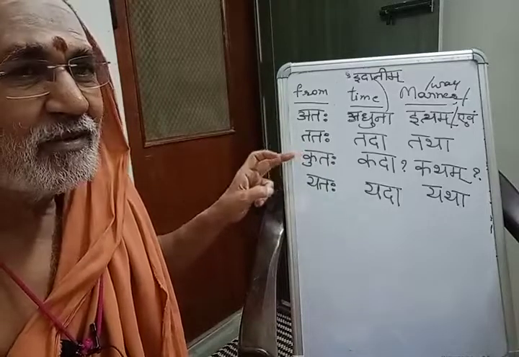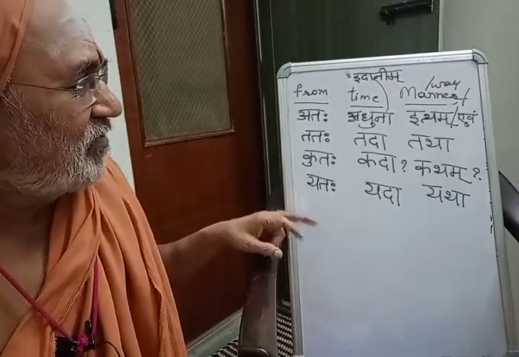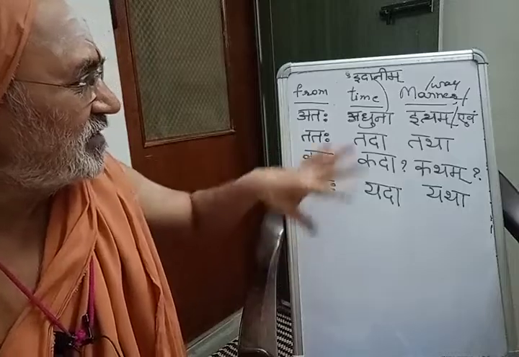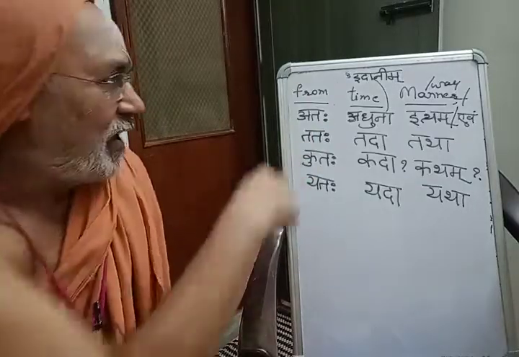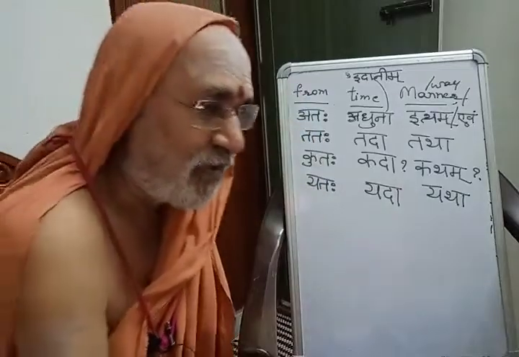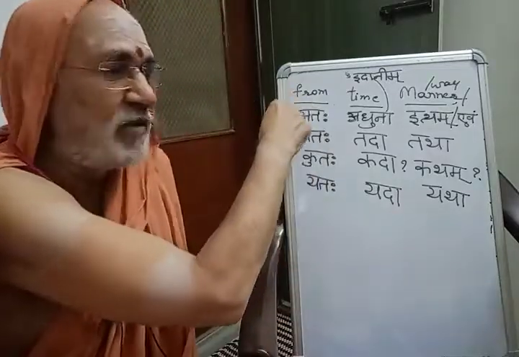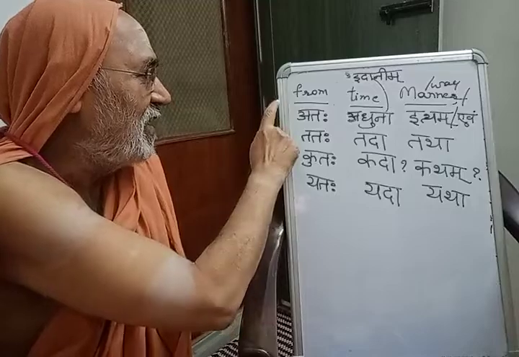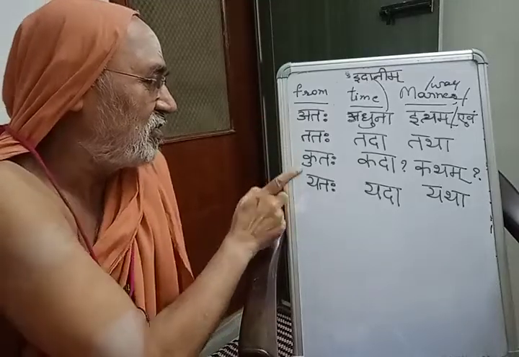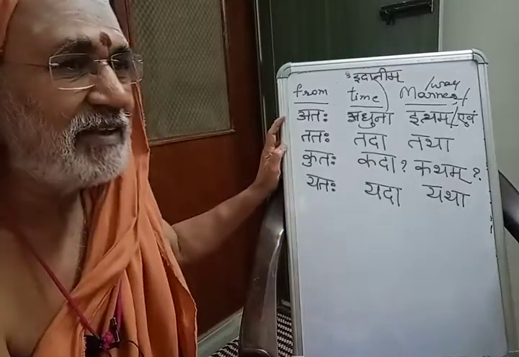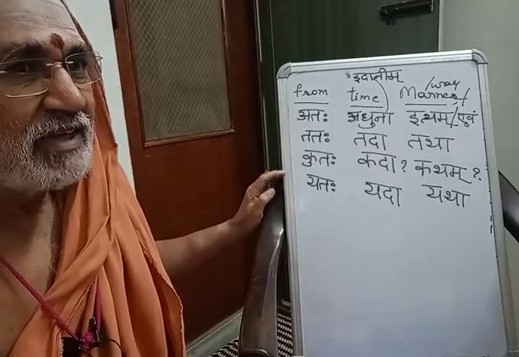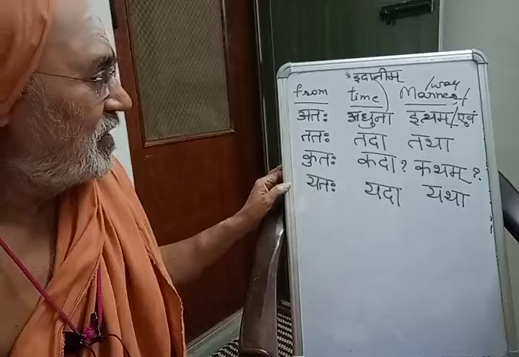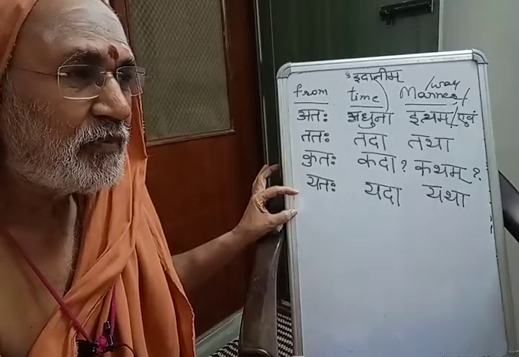Atra, tatra, kutra, yatra. I didn't want to wipe it out because the board is small, but now we can add one more. Earlier, you remember, you have it in your notebook. Here we have told the place. Atra means here, tatra, there, kutra, where, yatra, where, relative. Now you can add two more.